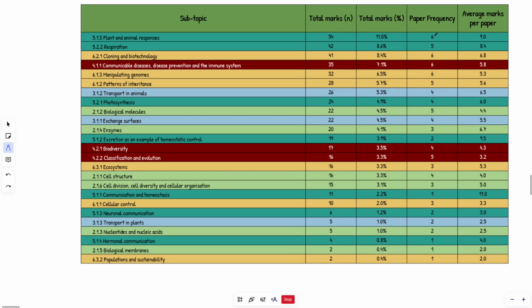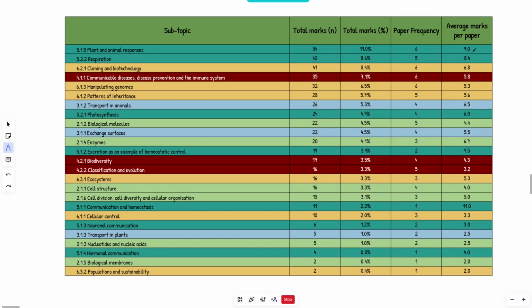We can see paper frequency. Obviously, the maximum is seven. As we can see here, there's no sevens, okay? So there's always a year missing somewhere, but we can see here that plant, animal responses, and respiration came up six times and five times respectively. Then you've got cloning and biotech and communicable diseases. These have come up six times each, and the manipulating genomes is also six times, and then it sort of dips off and goes down from there with patterns of inheritance at five, okay? So I'm not going to spend too long on this table, but hopefully you can spend a lot of your revision time towards the top with the high average marks per paper and sort of work your way down, okay?